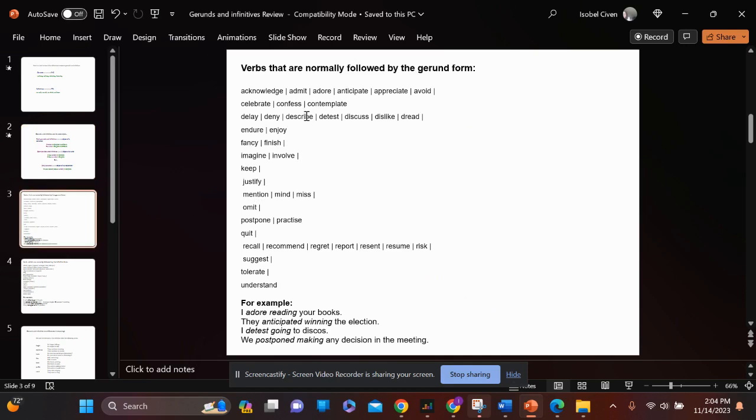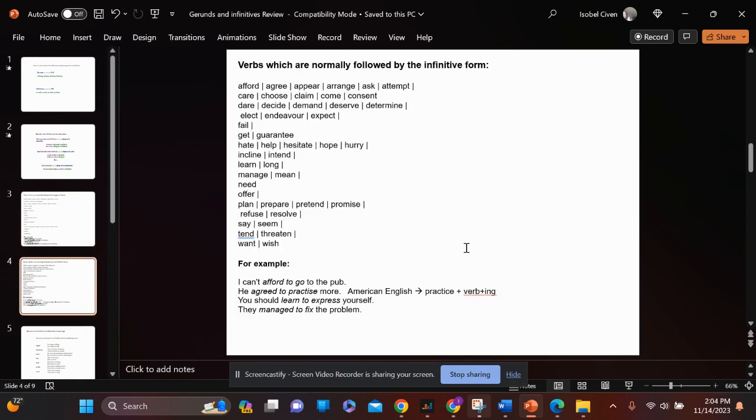Okay, and these verbs are normally followed by the gerund form. For example, I adore reading your books. They anticipated winning the elections. I detest going to discos. We postpone making any decision in the meeting.